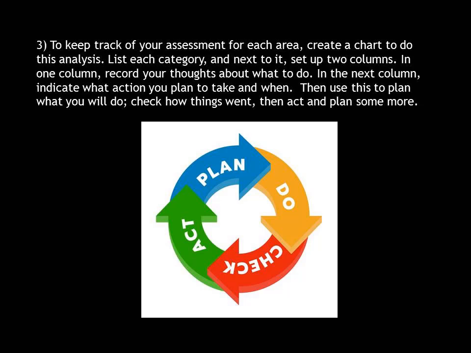3. To keep track of your assessment for each area, create a chart to do this analysis. List each category, and next to it, set up 2 columns. In one column, record your thoughts about what to do. In the next column, indicate what action you plan to take and when. Then use this to plan what you will do, check how things went, then act and plan some more.